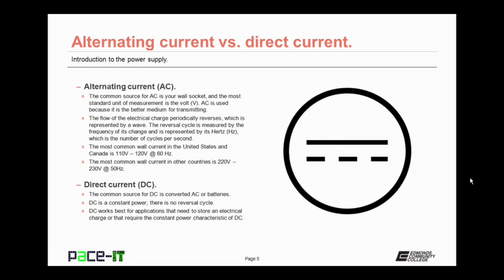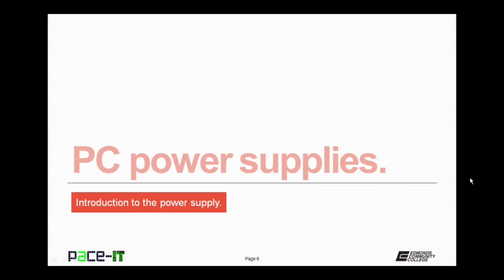Direct current, DC, on the other hand, is usually either derived from converted AC power or from batteries. Direct current is a constant power. There is no reversal cycle. Now, DC works best for applications that need to store electrical charges, like a battery, or that require the constant power characteristic of DC, like computers. Computers require DC current. So talking about PCs, now let's talk about the PC power supply.